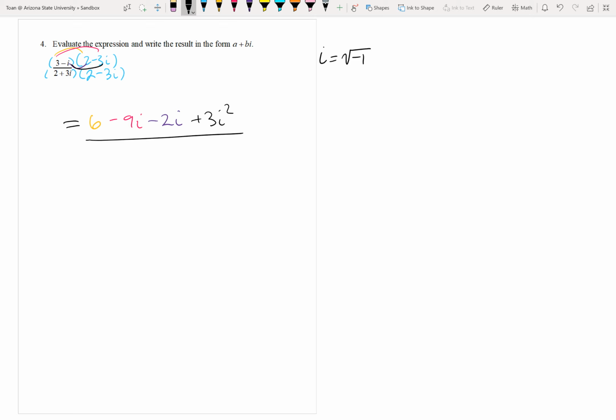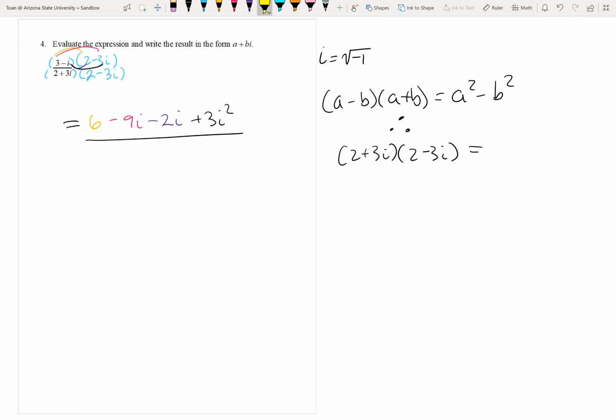Now in the denominator, I could FOIL that out, but the reason why we multiply by conjugates is that the product of two conjugates is always the difference of the squares of the terms. So in our case, 2 plus 3i times 2 minus 3i, I don't have to FOIL. I know it's going to be this guy squared minus that guy squared. So that should be 2 squared minus 3i squared, which is 4 minus 9i squared. That is how I multiply up the denominator. I'm just going to exploit the pattern.